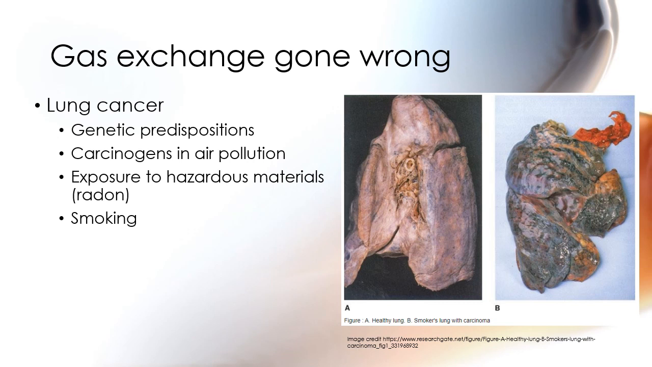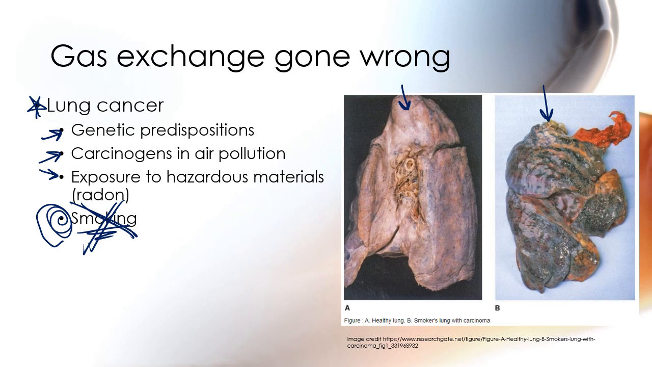And here we have lungs gone wrong. So lung cancer is a huge problem here in the United States. Healthy lungs are here, definitely sad and angry lungs over here. So lung cancer can be caused by a couple different things. Certainly some of us have a genetic predisposition to lung cancer or any kind of cancer. Carcinogens and air pollution definitely can lead to some lung cancer, as can exposure to hazardous materials like radon. But far and away, the biggest and most easily preventable cause of lung cancer is smoking. Don't do it. It's so bad, my friends.